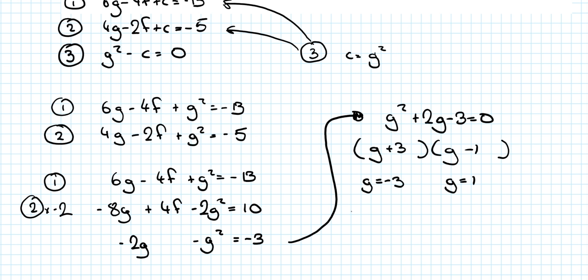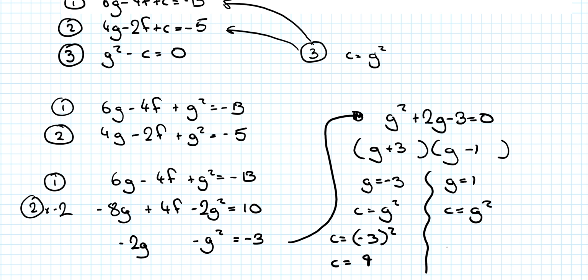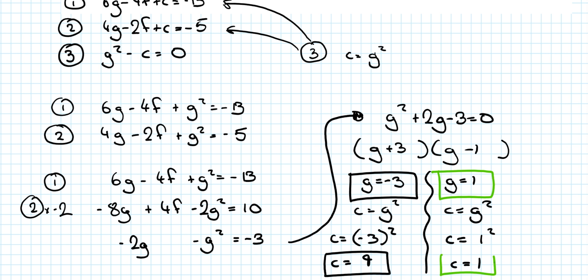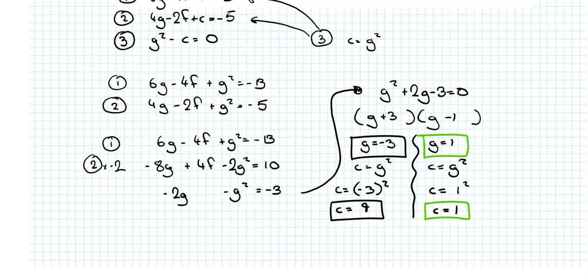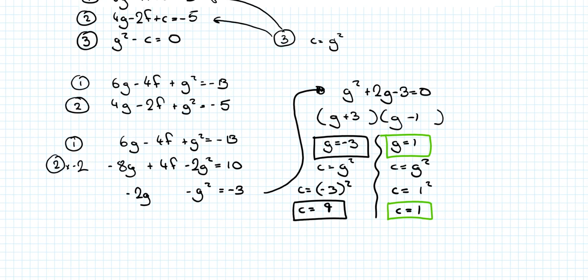Let's use that to find c. C is equal to g squared. C is equal to minus 3 squared, c is equal to 9. C is equal to 1 squared, c is equal to 1. Okay, so let's color code these so I know I'm keeping them together: the green ones with the green ones and the black ones with the black ones. So I've got the 2 g's and c now. I need to go and find f.